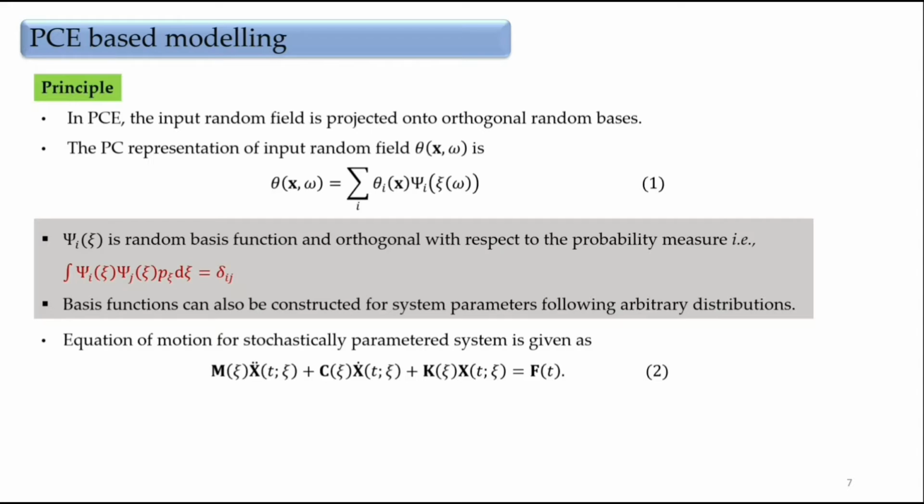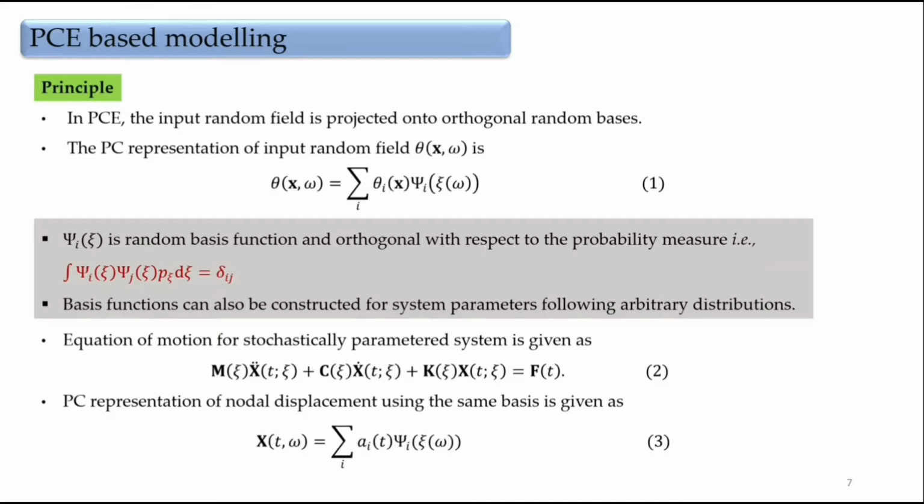Here the propagation of uncertainties associated with system parameters into the response quantities is also analyzed using the PC framework. The PC representation of nodal response of the system can be written as here in equation 3. Here a_i are the projections which need to be estimated.